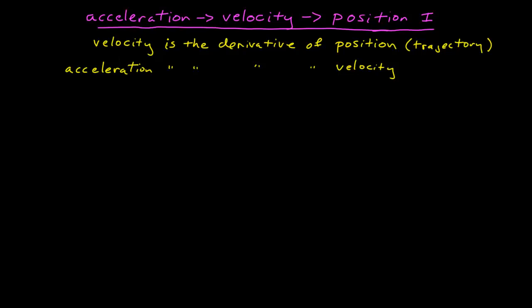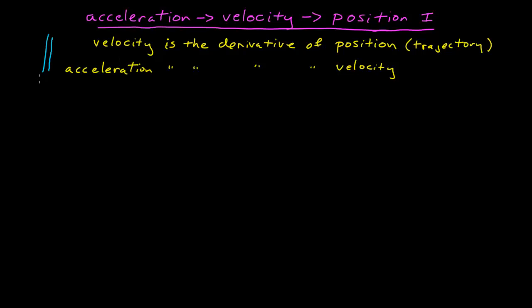In this module, we want to see how to go from the acceleration to the velocity and the position. And we'll look at this in a couple modules, and this is the first. So up to this point, we've had two fundamental relationships so far. The velocity is the derivative of the position, or the trajectory, as we call it, and the acceleration is the derivative of the velocity.